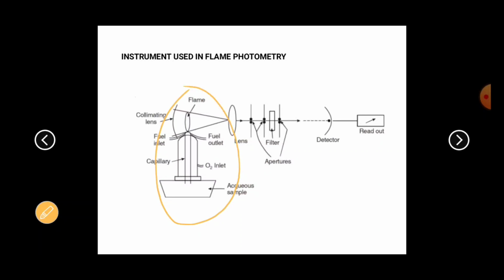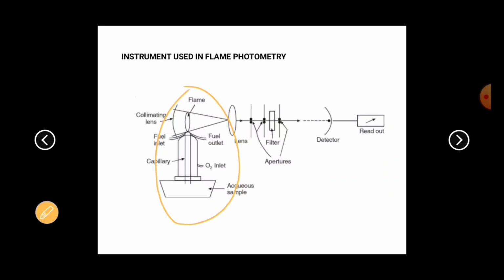The solution is sprayed into fine droplets after mixing with the fuel and oxidant. And a compressor compresses the air or oxygen and fuel at a pressure. This high pressure is required to spray the sample solution to fine droplets. When the sprayed droplets are ignited, the solvent is evaporated by the thermal energy of the flame, leaving behind fine residue. This fine residue is converted to neutral atoms. The neutral atoms are excited by the thermal energy of the flame to excited atoms. These excited atoms return to ground state.